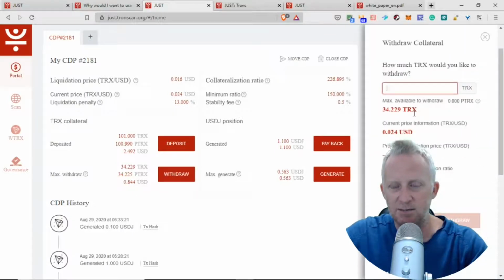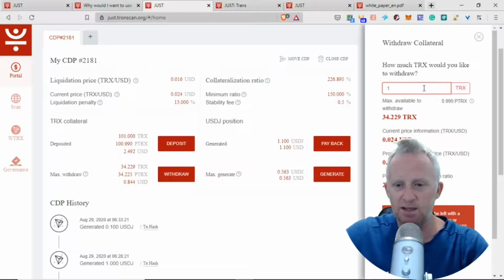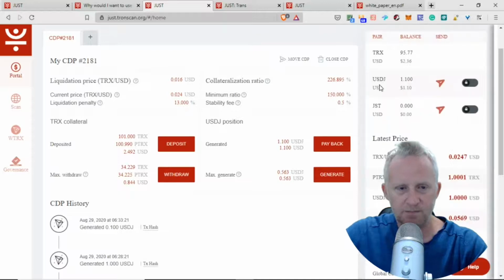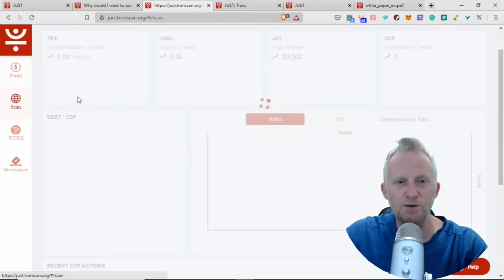Withdraw, I can send money. I can send TRX if I want, max available PTRX. So you see, it's not very clear. If I want to withdraw, a CDP cannot be left with a debt amount lower than 100. You have to either leave more or withdraw the whole amount. Okay. I will not touch this for now. Let's go see the scan, what you can expect from the scan, my friend.